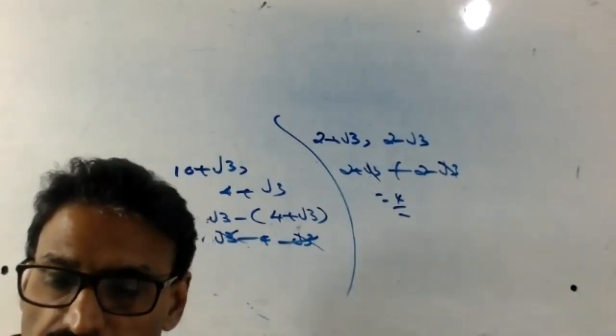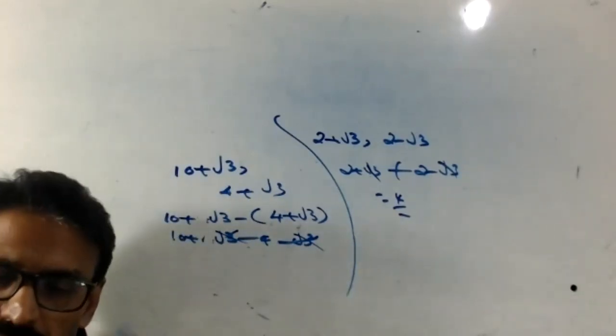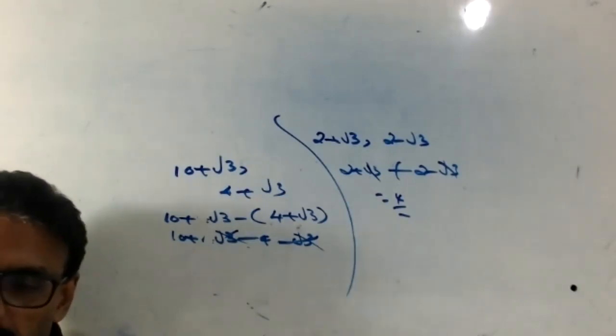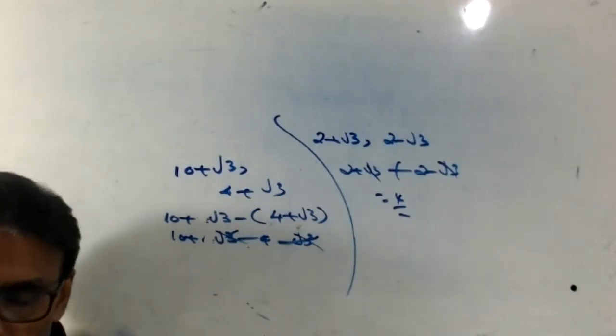Difference of two irrational numbers is irrational. We can write 10 root 3 like that: 10 root 3 comma root 3. That is what? 9 root 3 or 7 root 2. Okay. Next one.